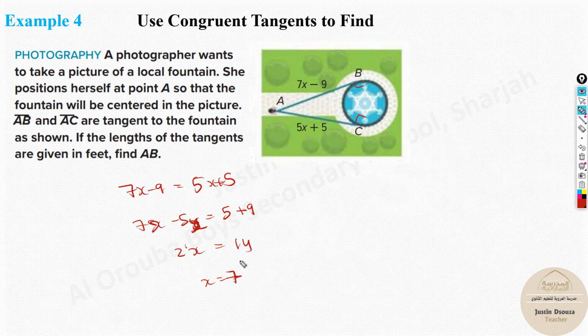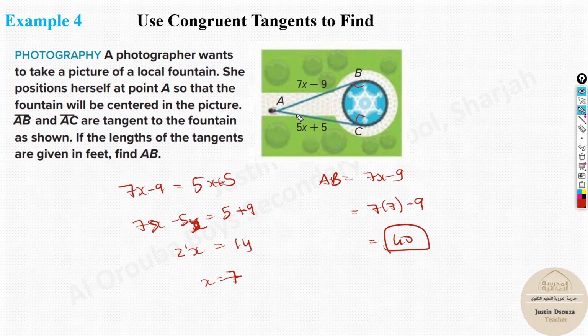Here, if you stop, you won't get full marks. We need the value of AB, not the x. So AB is given as 7x minus 9. Since we know the x value, we can substitute 7 times 7 minus 9. It's 49 minus 9, that's 40. So it is basically 40 units. That is the value of AB. We need to solve for x and then substitute back to find the answer.